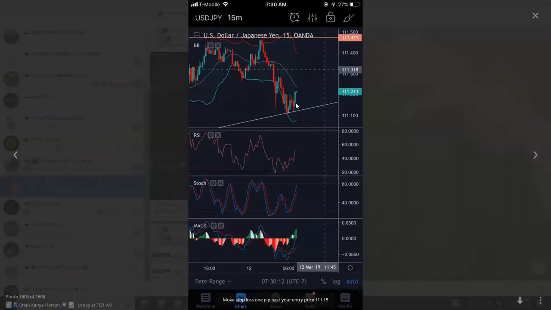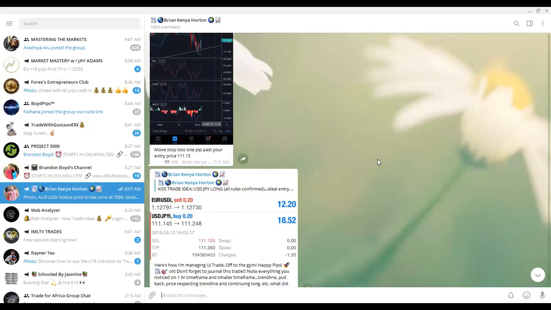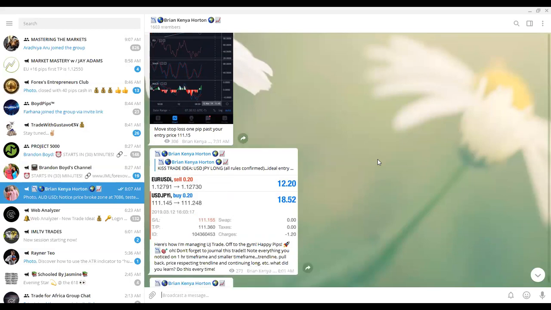So as price started to gain momentum, if price had suddenly reversed and had gone against us, we would have got stopped out with 1 pip in profit. So it allows us to have a risk-free trade. So that is the reason why we move our stop loss 1 pip past entry once we're about 10 pips in profit. It's a great way to manage your trade.